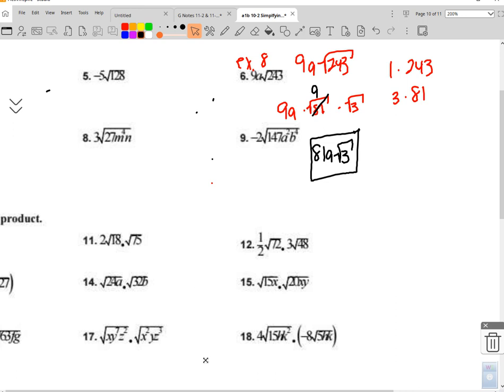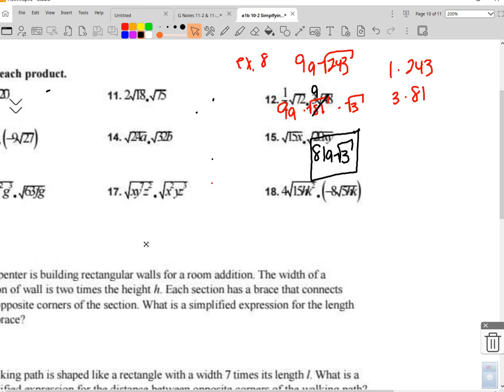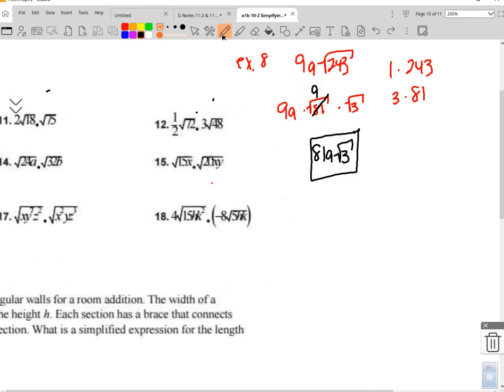All right, let's do this example, 17. It's all variables, but it'll give us lots of good practice. So example 9 is going to be the square root of x, y to the 7th, z to the 2nd. It's not on your homework. It's a y. Times x squared times y cubed.